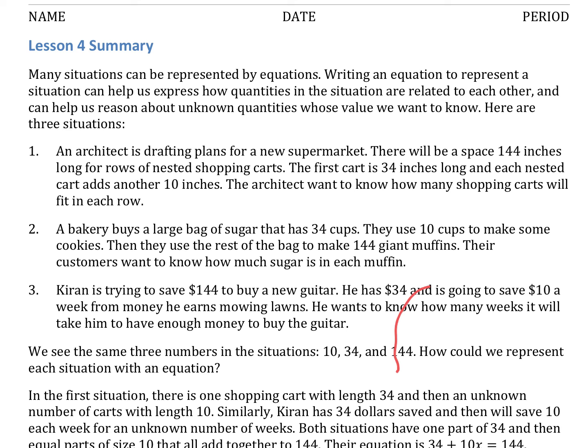The other thing I want to talk about is this word solution. When we ask what is the solution to the equation, we're not asking what is the total, right? In this case, the total would be 144 inches. We're asking what is the answer to the unknown. So what is the unknown? Just keep in mind you're not confusing what that word solution means.